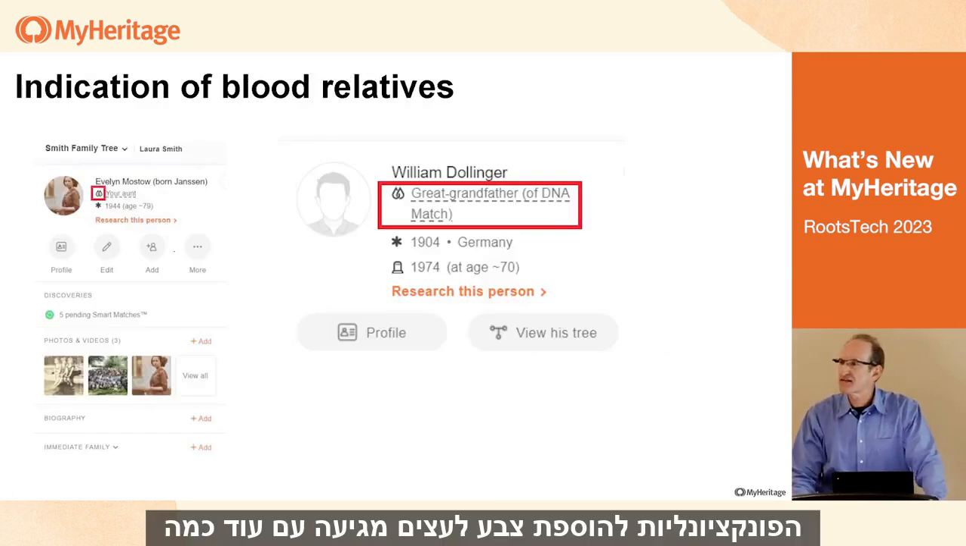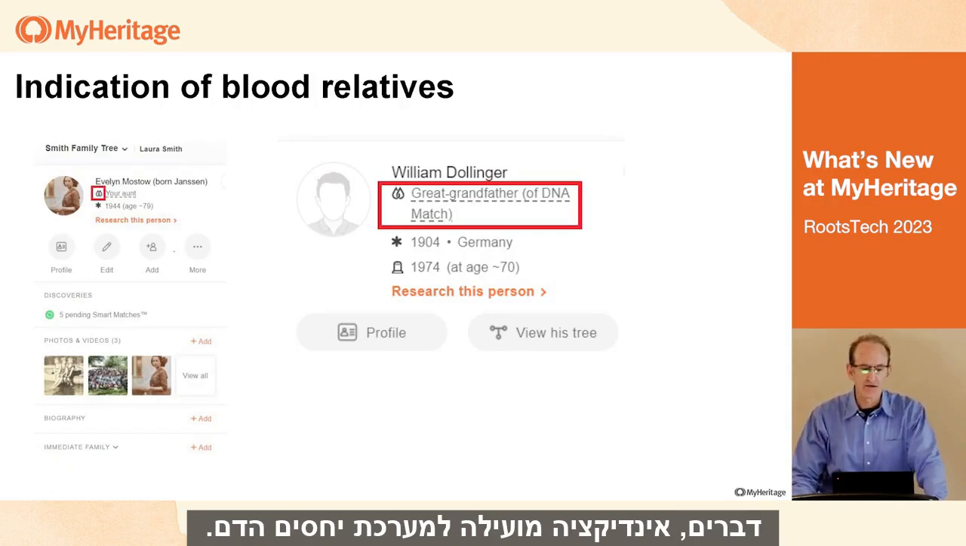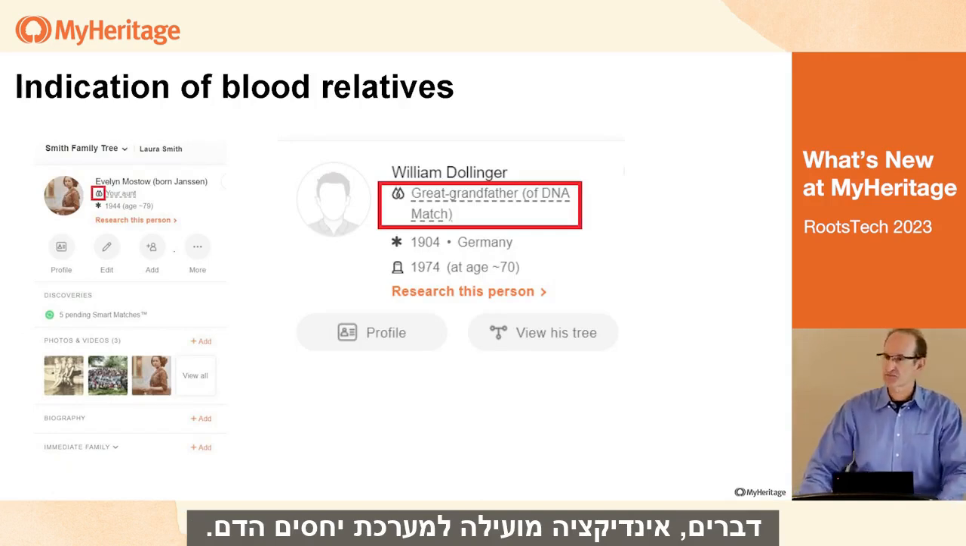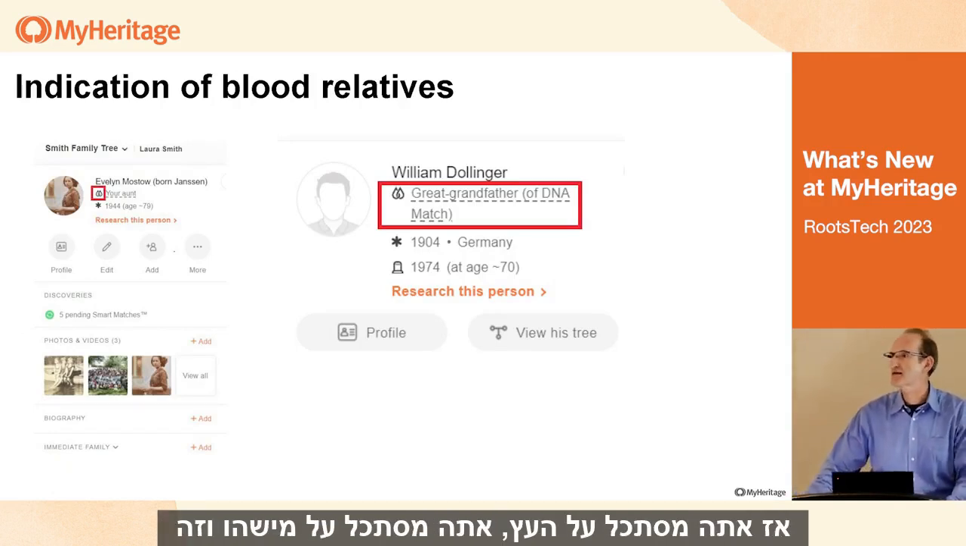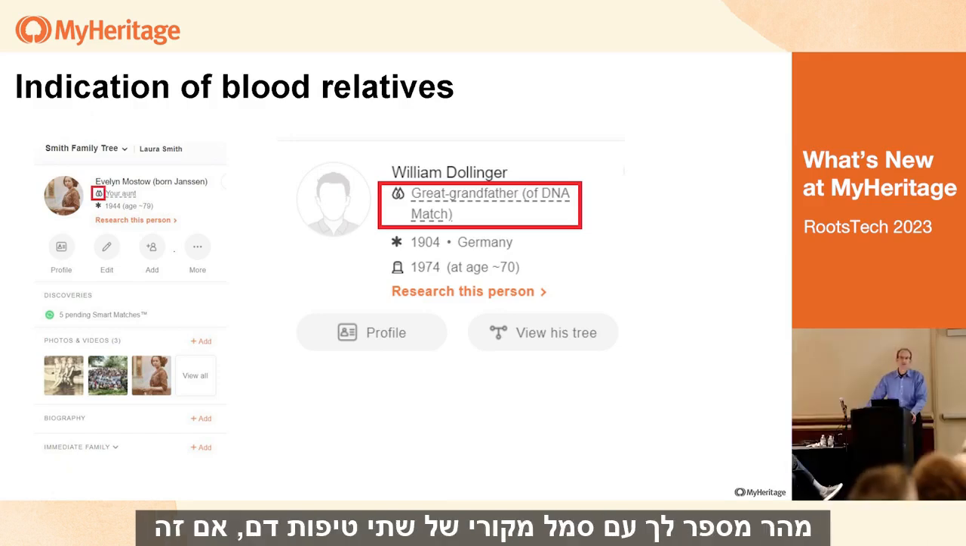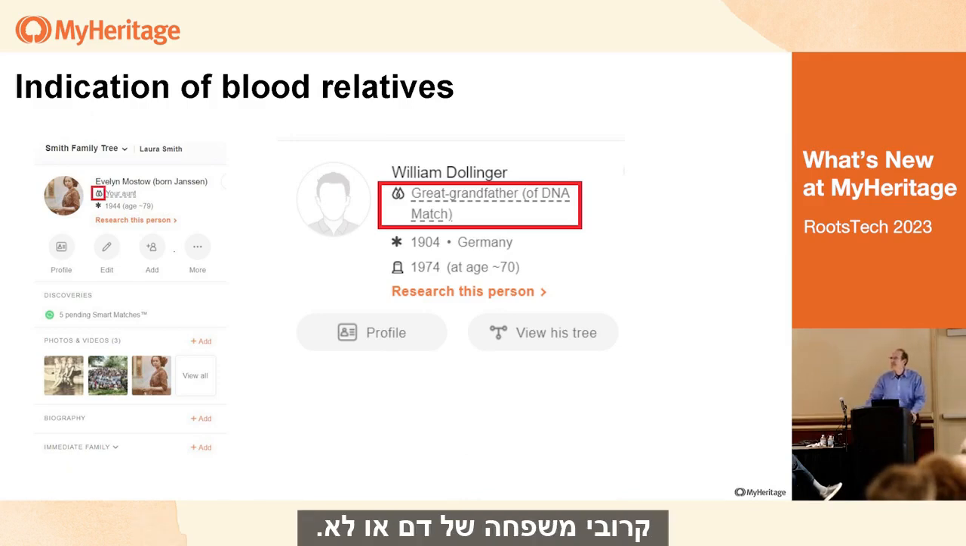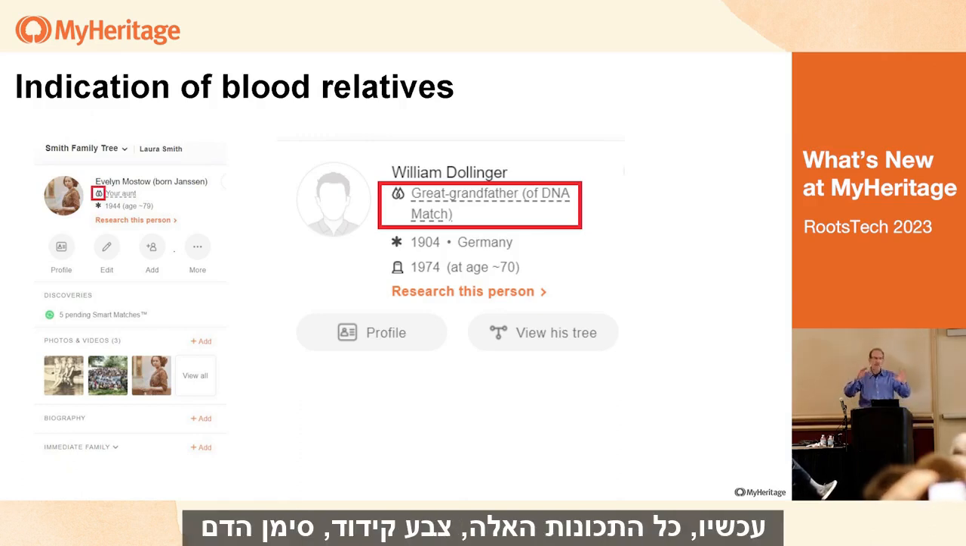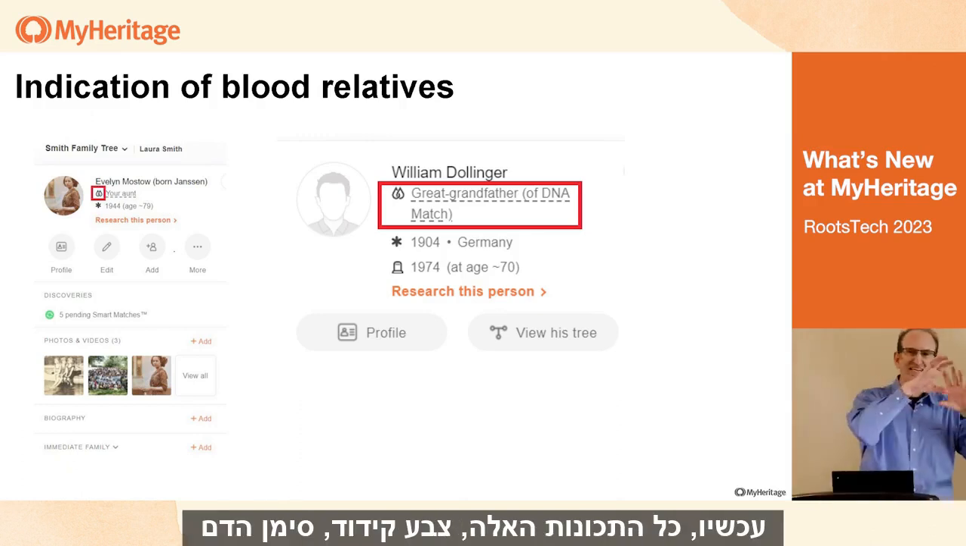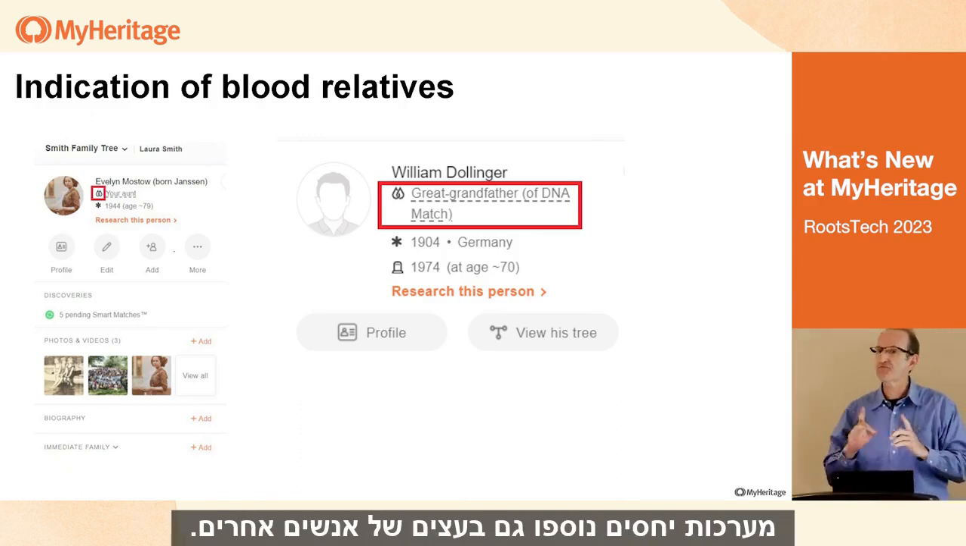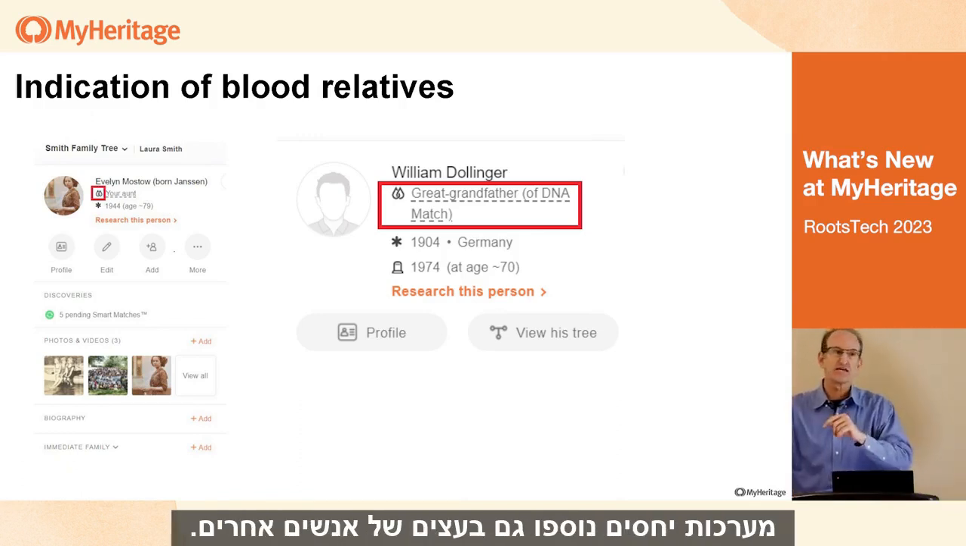The functionality to add color coding to trees comes with a few more things. A useful indication of blood relationships. So you're looking at the tree, you're looking at someone, and it quickly tells you with an original icon of two blood droplets if this is a blood relative of yours or not. Now, all these features, the color coding, the indication of blood relationships, have been added also in other people's trees.